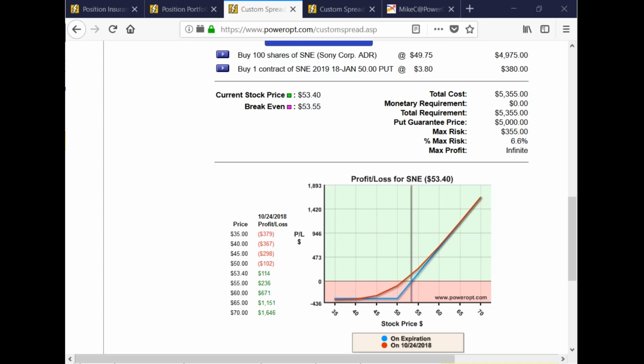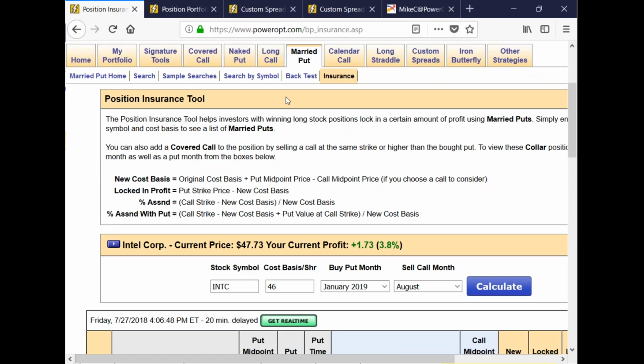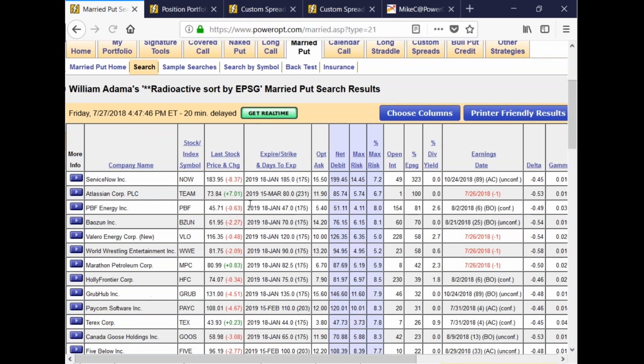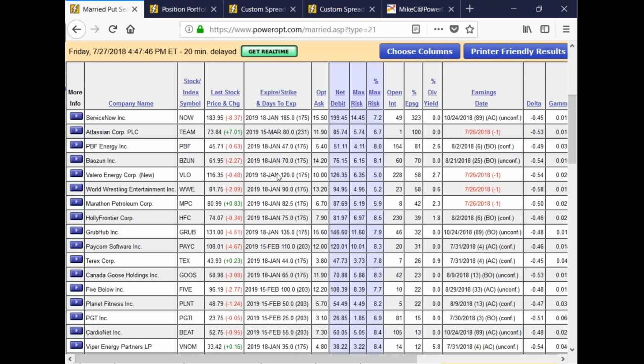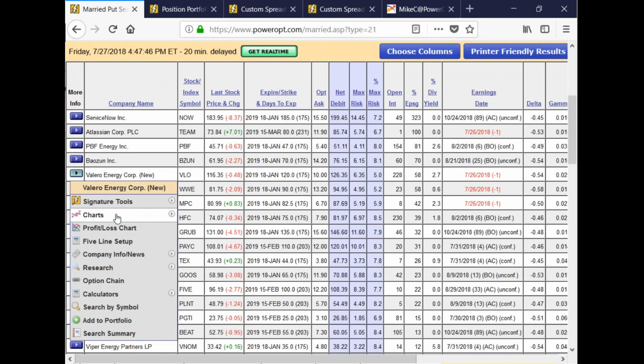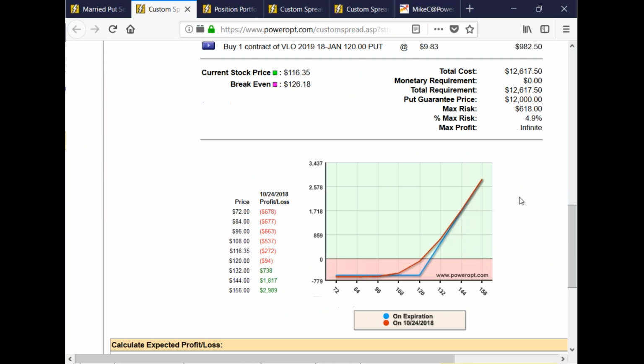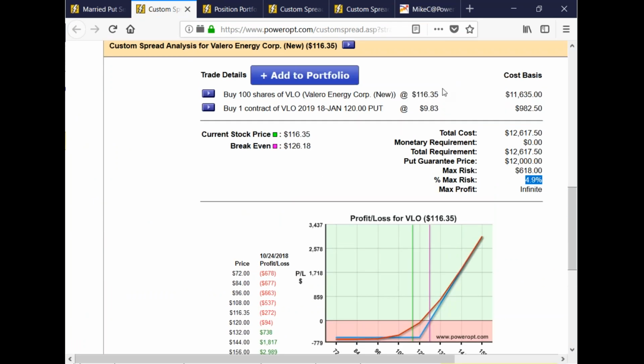Okay? What do I mean by that? Let's just take a new married put from scratch. And I open this position on, are any of mine in here? Probably not. Valero looks decent. I like that. Nice round number, 5% risk. Let's use Valero. This is not a recommendation or suggestion on a married put or opening Valero or any bullish sentiment on Valero itself. I just like the numbers. Okay, so it's a 4.9% risk. I'm buying stock at 116.35, buying a 120 put.